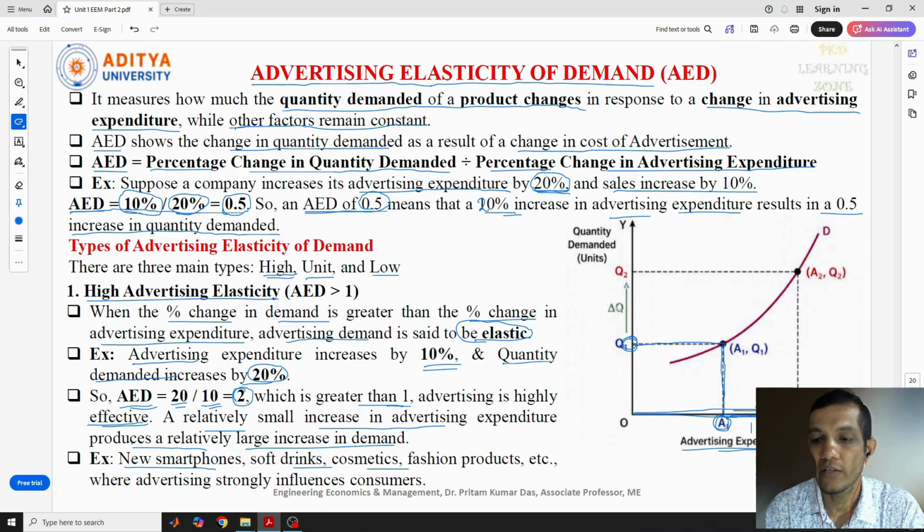So that A1 shifted to A2. Similarly, at that time, what they found, the Q1 improved or increased to Q2 value. So now it's the same thing we can plot. If you just invest here and increment here, now this is the value. So if you just join the points on this line, you get a curve like this. That is called the graph for the high advertising elasticity of demand. So this is where AED is greater than 1.